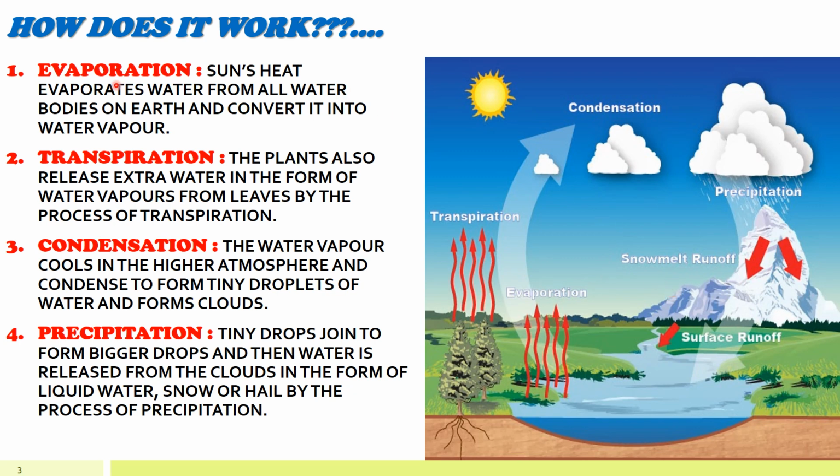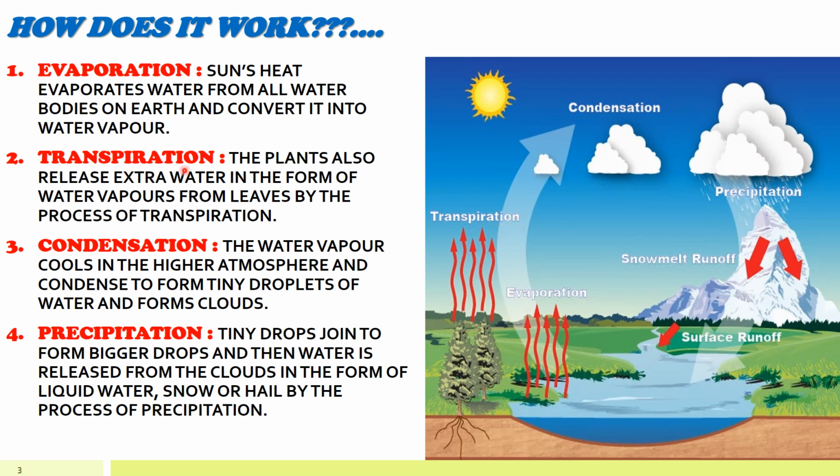So the very first process is evaporation. You see in the diagram there is a sun shown. The sun's heat makes the water present in all the water bodies evaporate and convert into water vapor. Now the water vapor, being lighter than the air, starts moving upwards. Okay, you can see the diagram as well.